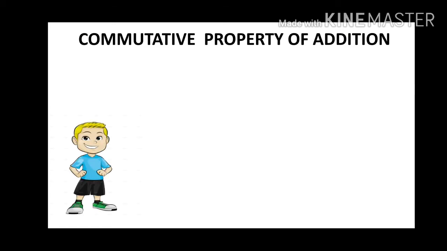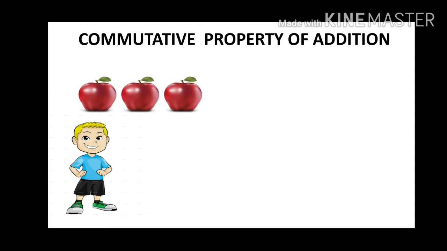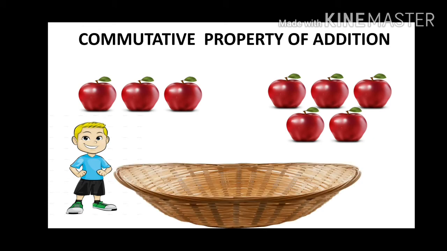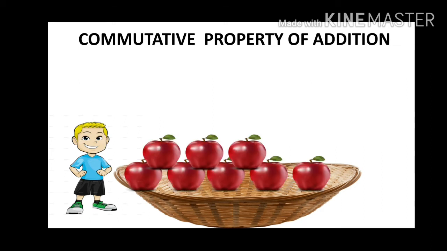Now the commutative property of addition. Now what do we mean by commutative? Commute means changing their positions. Now let's see here. Johnny has 3 apples, then he gets 5 apples. So he decides to keep all of them in the basket. So 3 apples and 5 apples he kept in the basket. So he has now 3 plus 5, 8 apples in total.